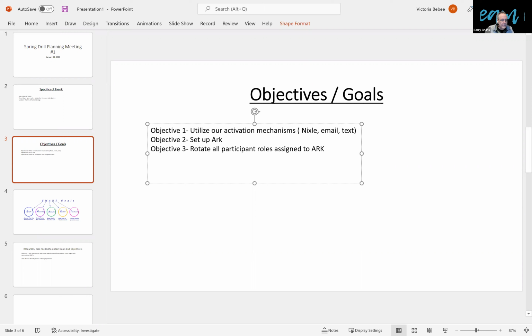Did you get what Eduardo said? No, it was kind of scratchy. Say that again, Eduardo. Leadership roles. Rotate all leadership roles. Okay.